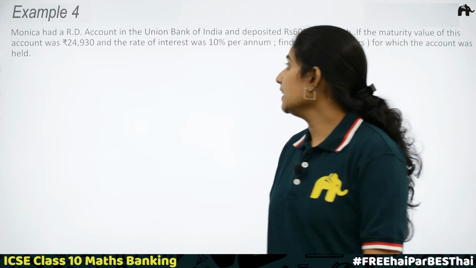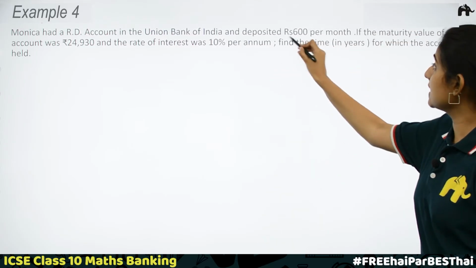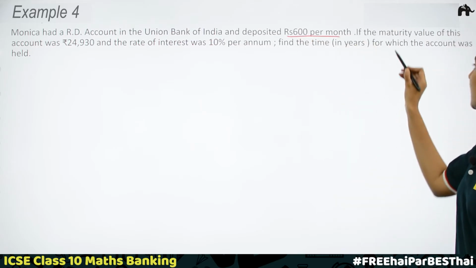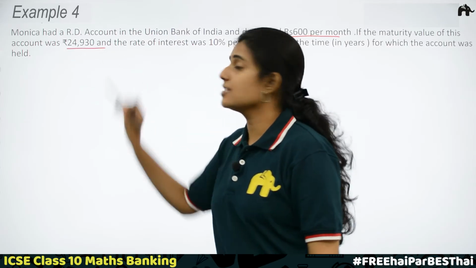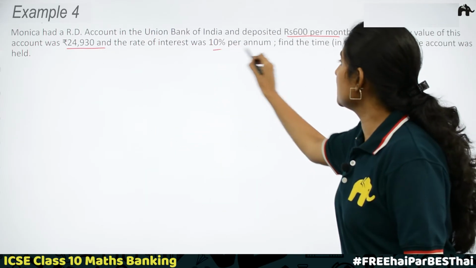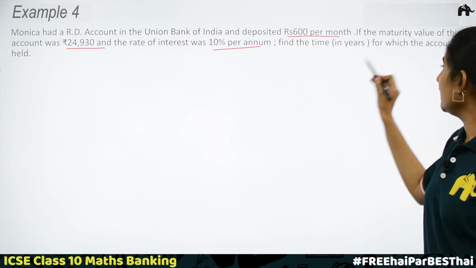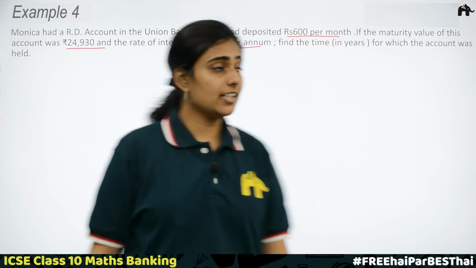Here is a fourth example. Monica had a recurring deposit account in the Union Bank of India and deposited rupees 600 per month. If the maturity value of this account was rupees 24,930 and the rate of interest was 10% per annum, find the time in years for which the account was held. What are the quantities given?